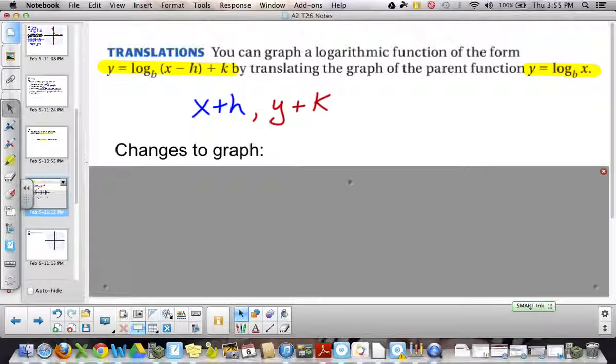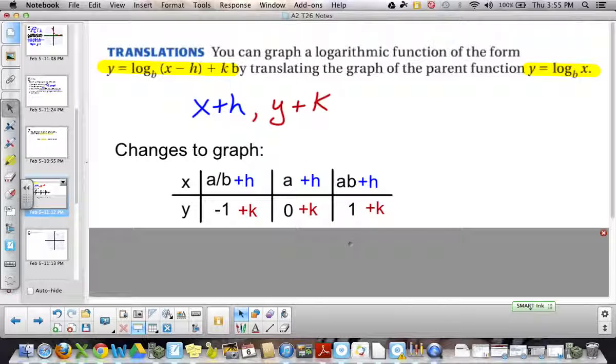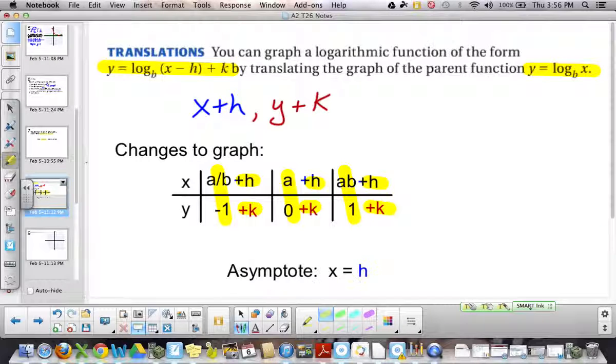If you think back to a basic logarithmic function, this is just the inverse of an exponential function. So the points that we plotted were 1 over b, negative 1, just switching the x and y from the exponential, and then 1, 0 and b, 1. To translate it, we're just adding h to all the x's and adding k to all of the y's. Because the asymptote of a logarithmic function is a vertical line, how that changes this time is it's no longer the y-axis. It's going to be the line x equals h.